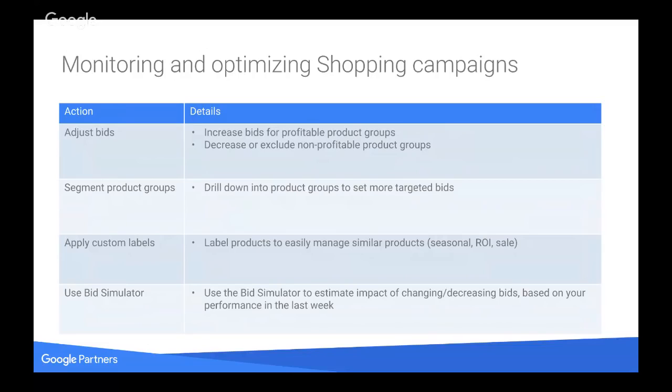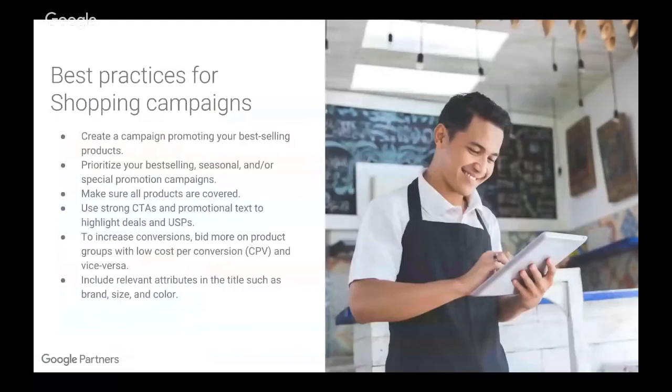The bid simulator is an especially useful tool to estimate the impact of increasing or decreasing your bids based on your performance in the last week. So it works on data that's a week old and gives you an estimate on how your campaign would have performed or would perform if you increase or decrease your bids.